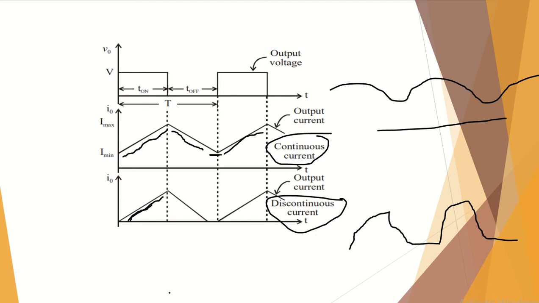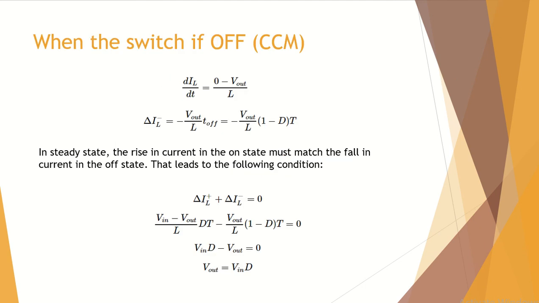So let's move towards the mathematical expression for the two modes. When the switch is open or off, what is the formula for the inductor voltage? VL is equal to L di by dt. What is VL? Vs minus V input. So when the switch is off, V input goes to 0. So our formula becomes di by dt is equal to 0 minus V output divided by L.